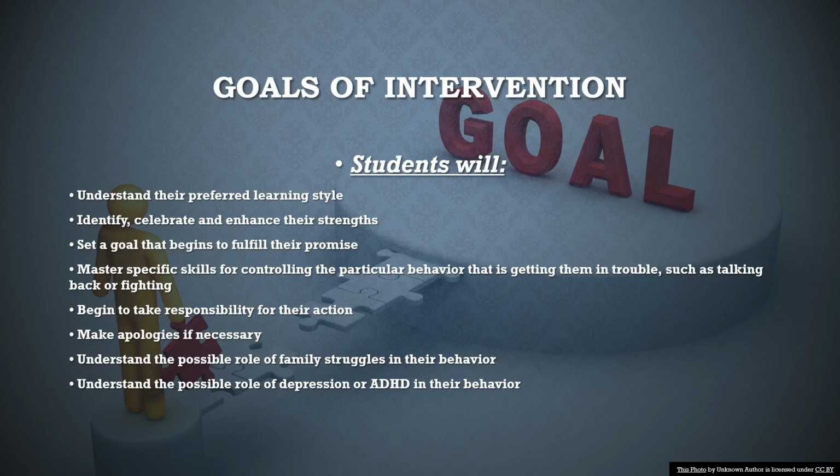Understand the possible role of family struggles in their behavior. They've got to know how their interaction with their family and the struggles that their family have are affecting their behavior at school. Understand the possible role of depression or ADHD in their behavior. There's just a lot of background information that you've got to pull together and data for these kids in order to help them. And a positive relationship with the teacher, the connectedness with the teacher, and the respect that they get will make a big difference in the intervention of students with defiant behavior.